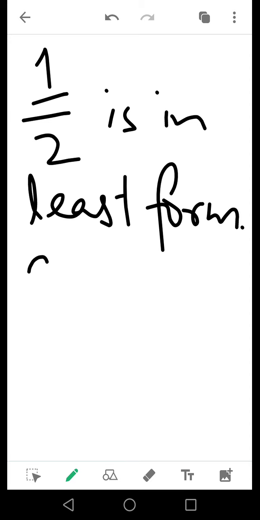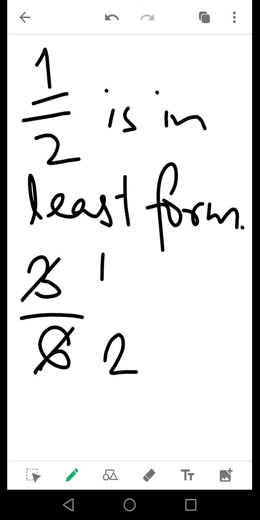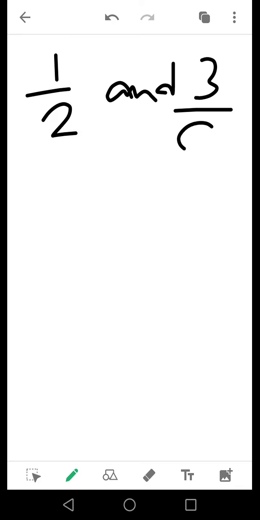Now if I have 3 by 6, see that I can divide them both, 3 and 6. They have a common factor 3. So I can divide them by 3 or I can cancel them by 3. And finally, if I reduce them to least form, I'll get 1 by 2. So I can say 1 by 2 and 3 by 6 are equivalent fractions.